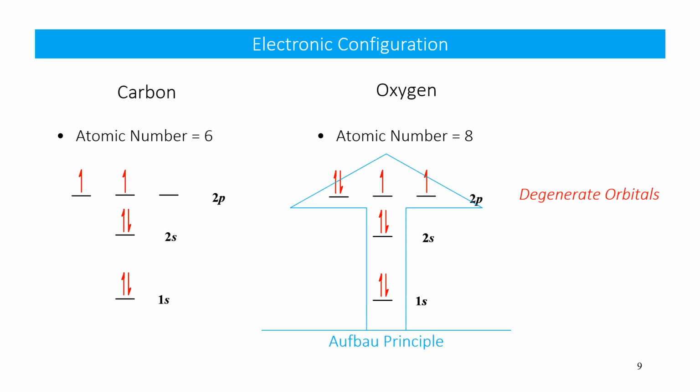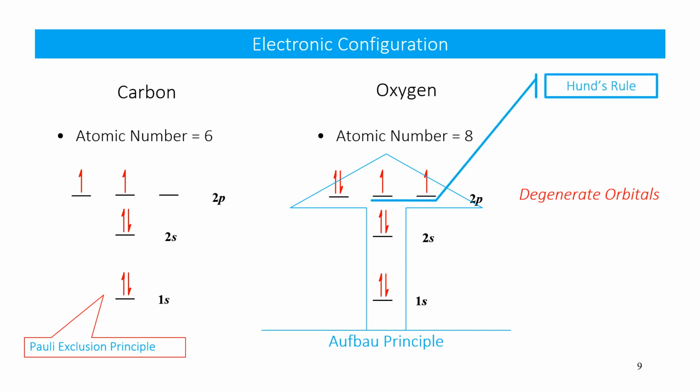This filling-out principle is the Aufbau principle, and herein you can see where we have only 2 electrons of opposite spin in the 1s, etc. This is Pauli's exclusion principle. Herein, where we have the 2 unpaired electrons in the 2 degenerate orbitals, this is Hund's rule.